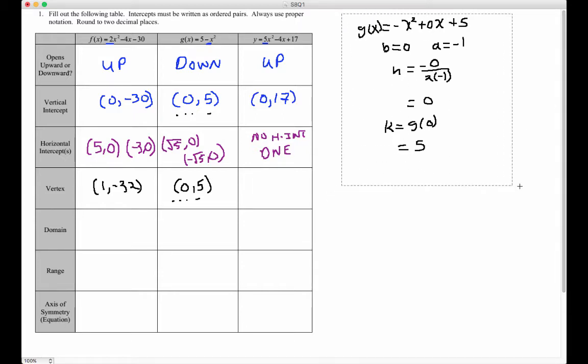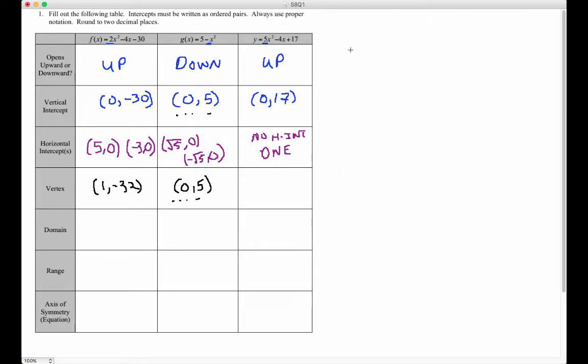All right, let's take a look at y and get that one done. In the case of y, we've got y is equal to 5x squared minus 4x plus 17, which says h was again equal to minus b over 2a. My a in this case was 5 and my b was -4, so that's minus -4 over 2 times 5, which when we simplify that ends up being 2/5.